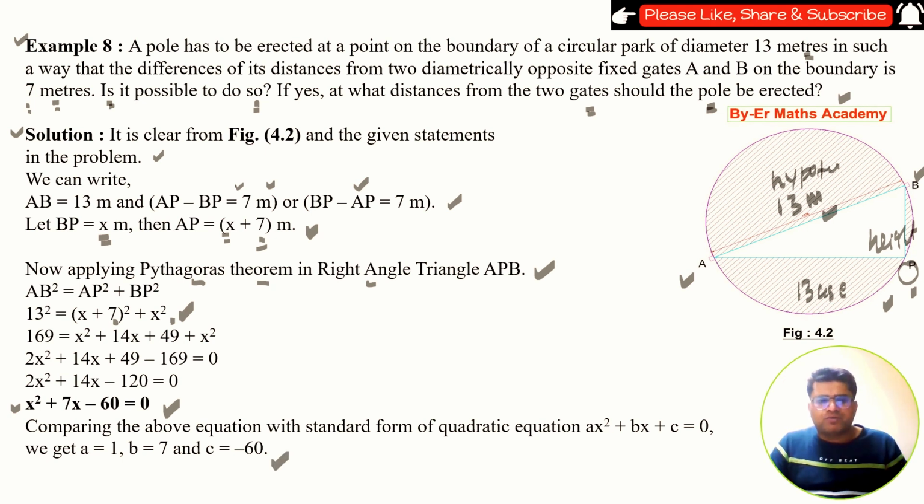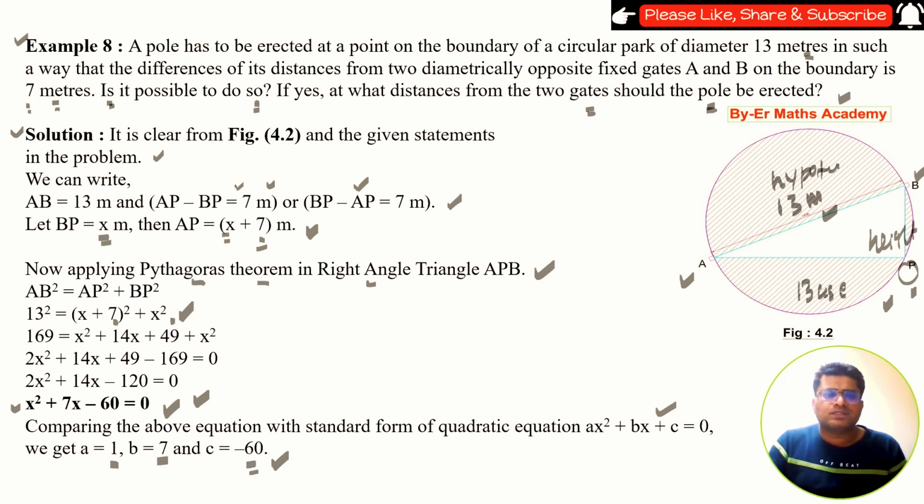Comparing this equation with the standard form of the quadratic equation ax square plus bx plus c is equal to 0, we get here a is equal to 1, b is equal to 7, and c is equal to minus 60.